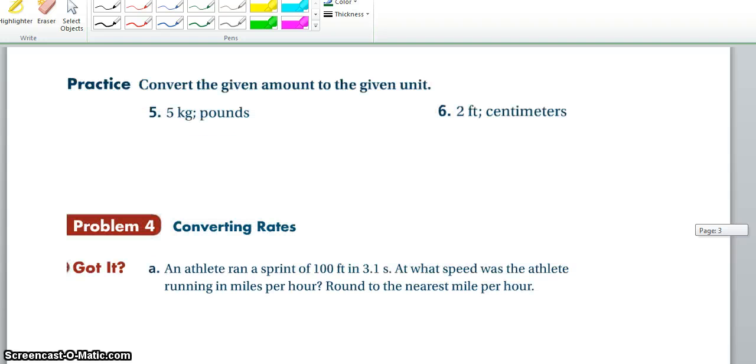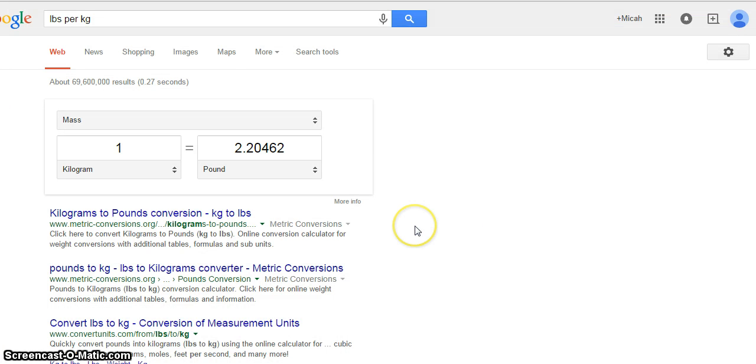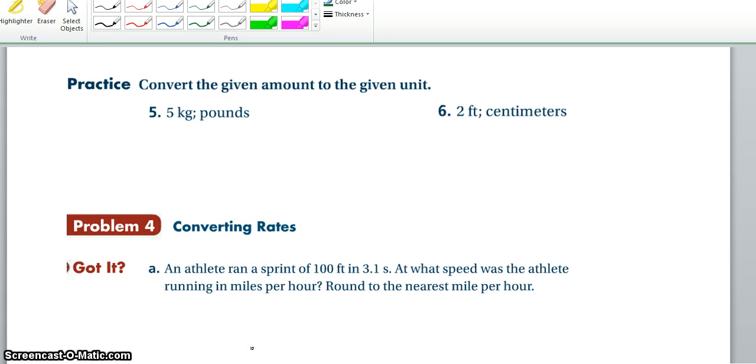So, if you don't know the conversion from kilograms to pounds or from feet to centimeters, I encourage you, because you're on the internet, find a way. Don't use Google Converter, but find the conversion rate. If you do a Google search of kilograms to pounds, you can see that 1 kilogram equals about 2.2 pounds. Normally we use 2.2 unless we need to be very accurate. So let's use 2.2 and come back over here. So we know there's 2.2 pounds per kilogram.